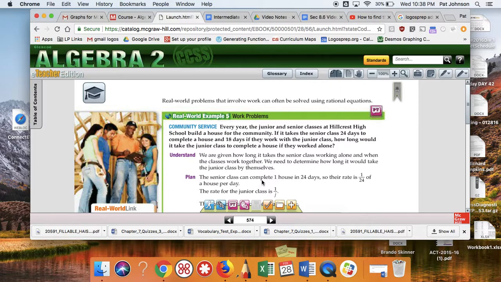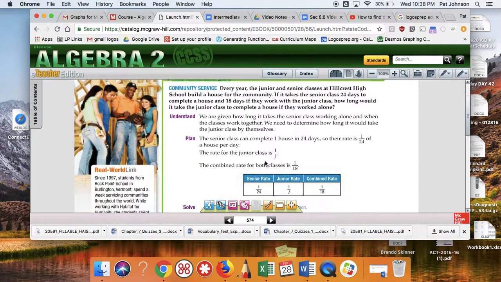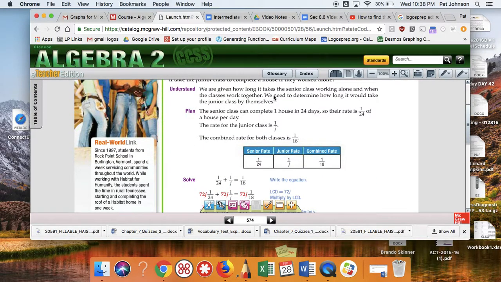All right, so every year the junior and senior class at Hillcrest High School build a house for the community. If it takes the senior class 24 days to complete a house and 18 days if they work with their junior class, how long will it take the junior class to complete a house if they worked alone? So what do we know first? We're given how long it takes the senior class working alone and when the classes work together. So we need to determine how long it will take the junior class by themselves.